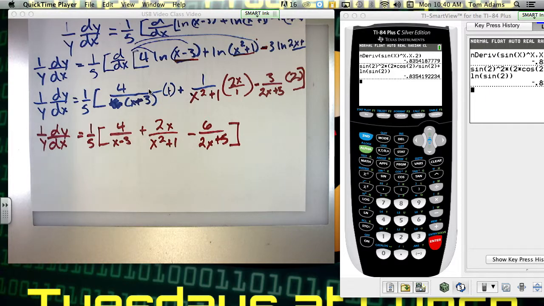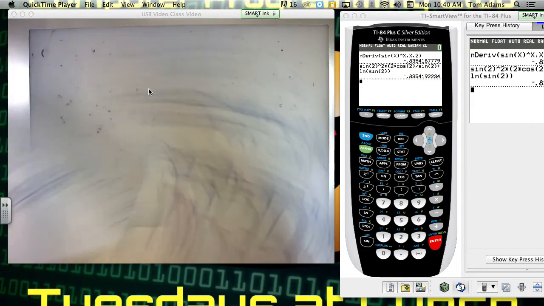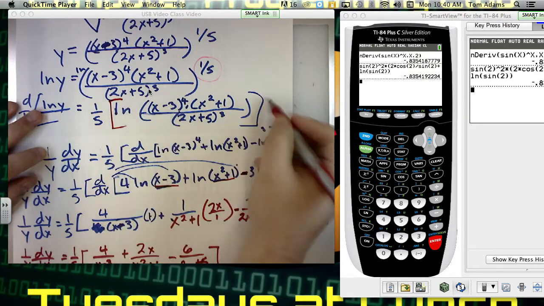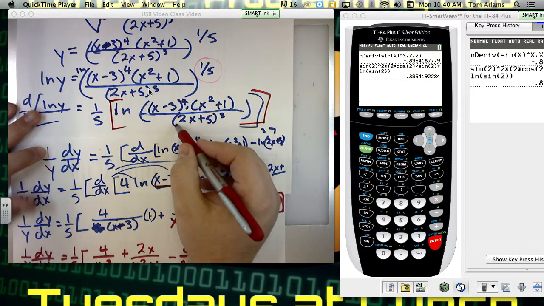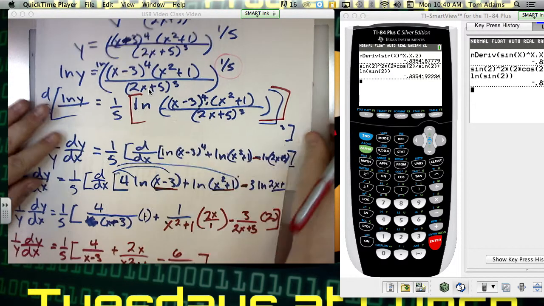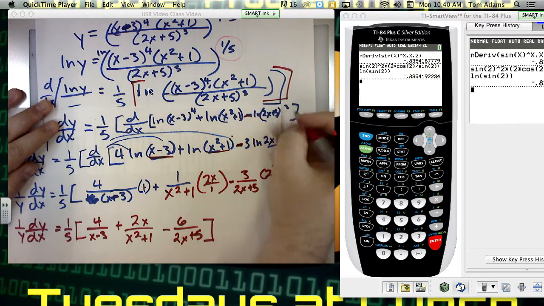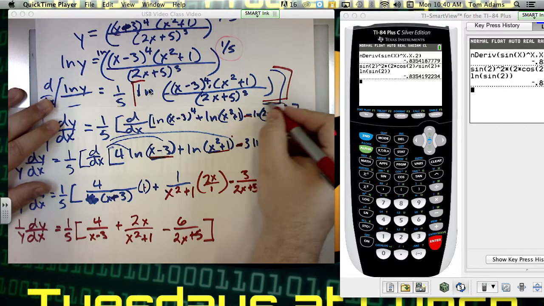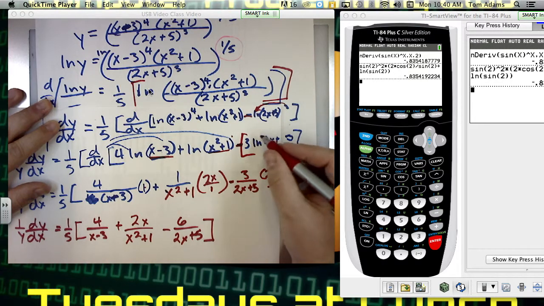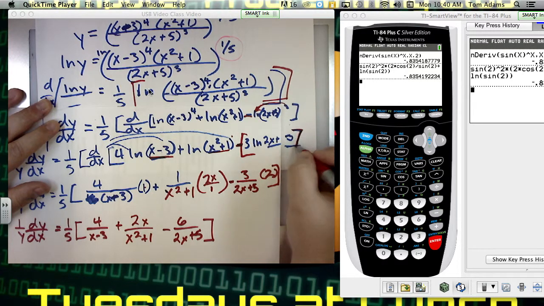Good question. Originally that was on the bottom. So where that comes from is that we use this property of the natural logs. Because we're dividing by the 2x plus 5, then we would subtract the natural log of 2x plus 5. And the 3 comes from the fact that it was raised to the 3rd power. So we use the property of logs to toss that 3 to the front, and that's how we get this 3 times the natural log of 2x plus 5.